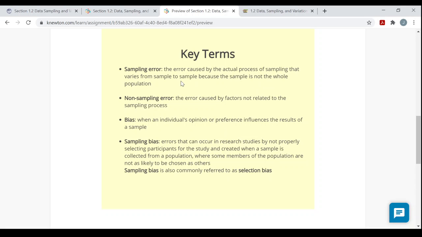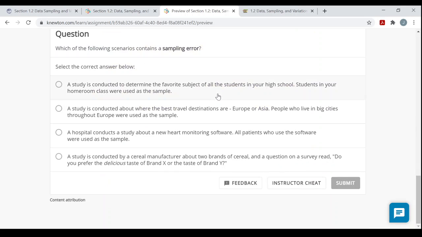But it could also be sampling error, right? Because the sample is not the whole population. It's the error caused by the actual process of sampling. Here you're pulling people from Europe, but they're asking a question about Europe or Asia. You would think they'd say the best travel destinations are in Asia maybe, or in Europe because they live in Europe.